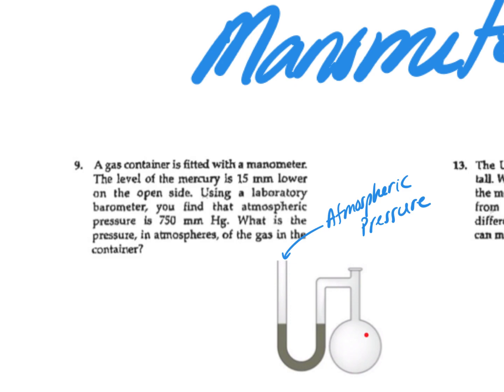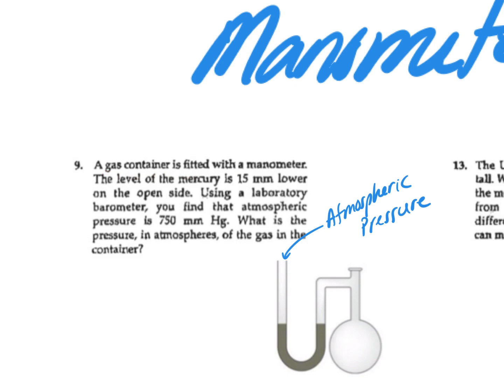Now, if the pressure inside the container was less than atmospheric pressure, then atmospheric pressure would push down more, and this side of the mercury would rise, right? If this pressure was lower, atmospheric pressure would push down on this mercury, and the mercury would rise on the other side. So I'm going to change this to correspond to what we've got in this problem. Let's take a look at this problem first.